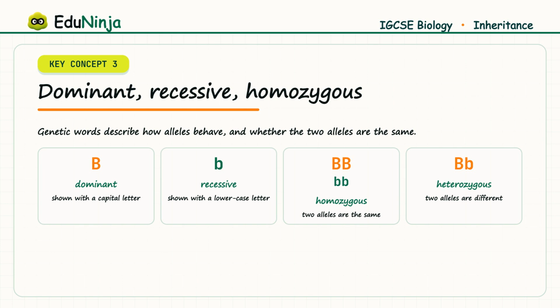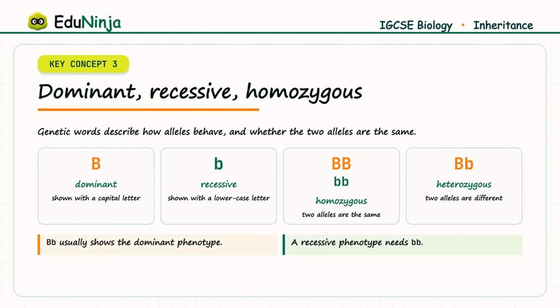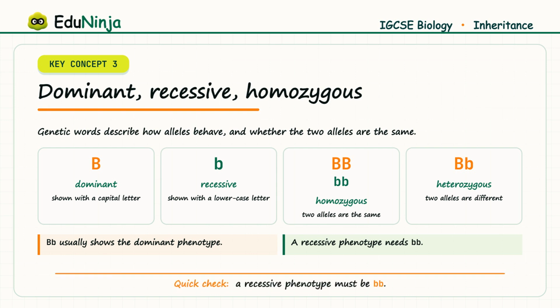A homozygous dominant organism has two dominant alleles. A homozygous recessive organism has two recessive alleles. A heterozygous organism shows the dominant phenotype, but it carries the recessive allele. That hidden allele is why a recessive characteristic can reappear in the next generation.